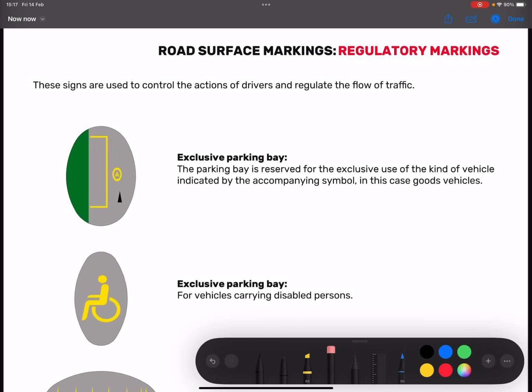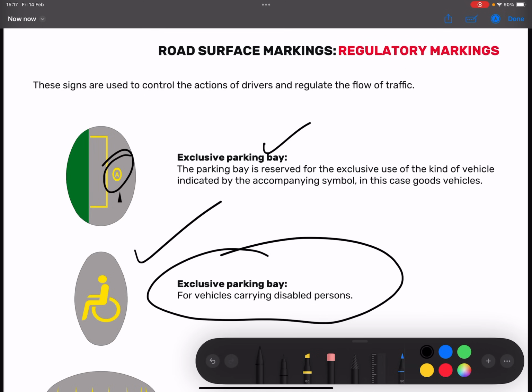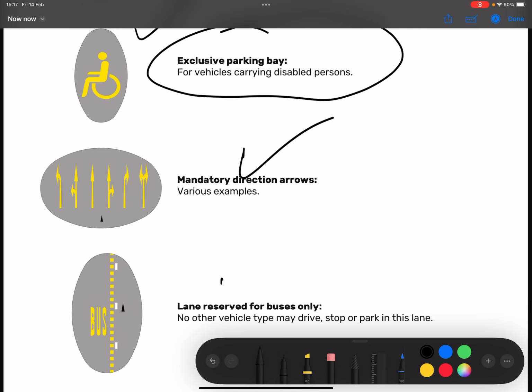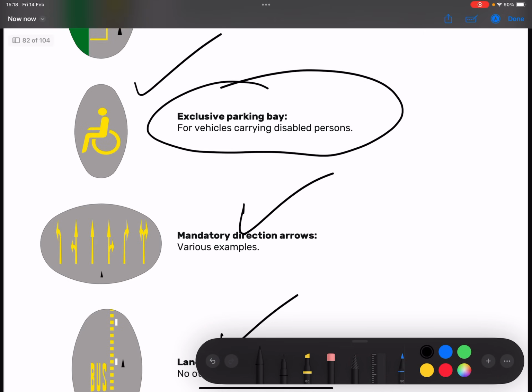So then you come here. Here is an exclusive parking bay for ambulance. Exclusive parking bay for disabled people, and then mandatory direction arrows, and then bus lane, and so forth.